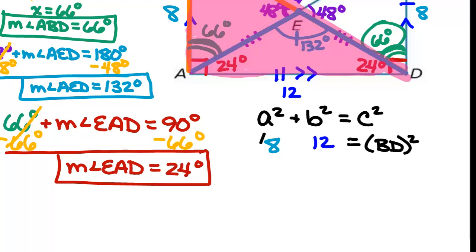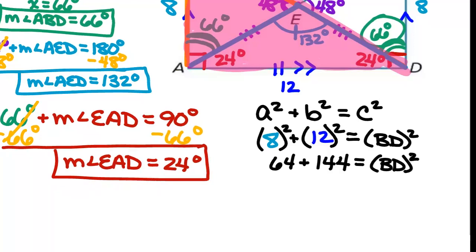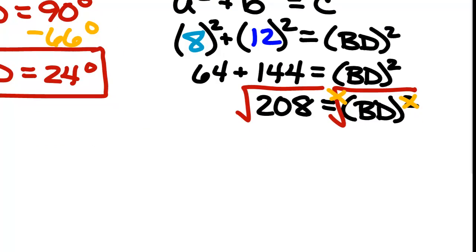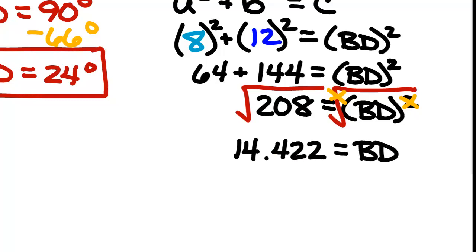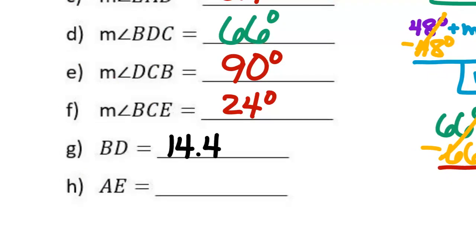So I have 8 squared plus 12 squared. 8 squared is 64. 12 squared is 144. Oh, hold on, let me catch up to you. That would be 208 is BD squared. Then we square root both sides to get rid of the squared. So the squared and the square root cancel. And you said you got 14 point what? 422 is equal to BD. So there's my diagonal BD.